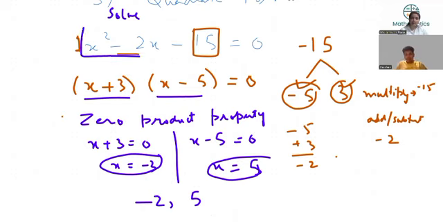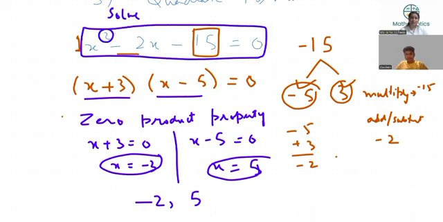2. It was a quadratic. The degree is 2. Can you see how many answers we get? 2. Whenever we solve an equation, the number of answers is always equal to the degree of the equation. So because the degree of the equation is 2, the number of answers is going to be 2.